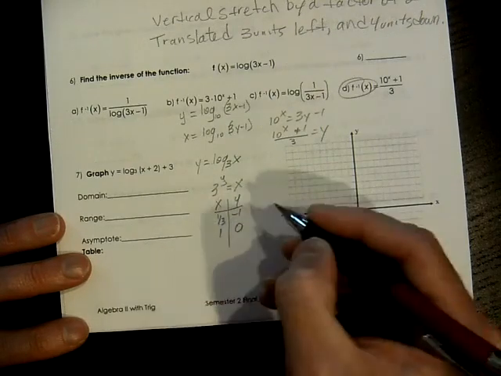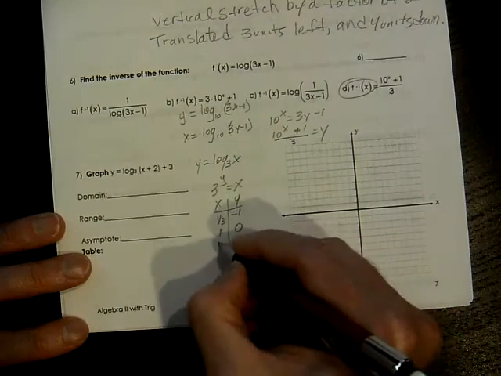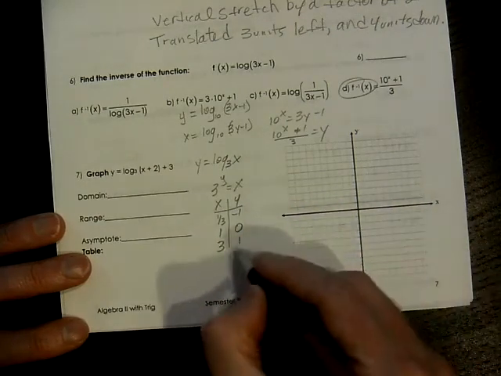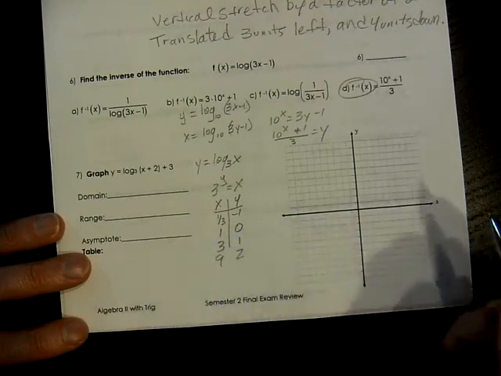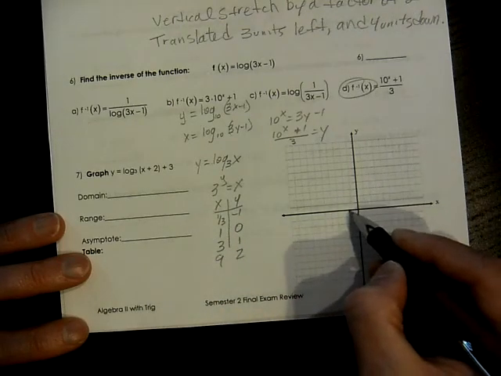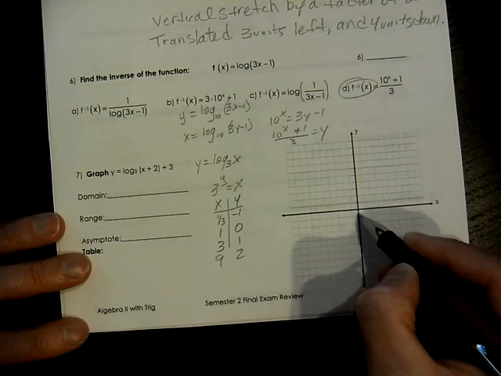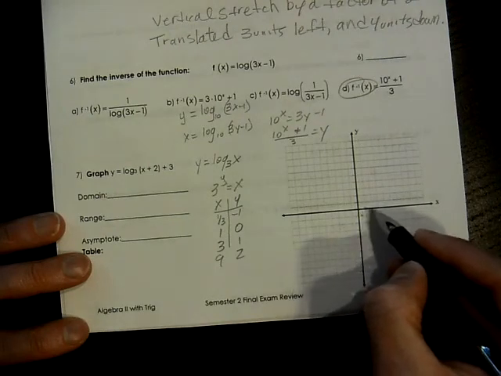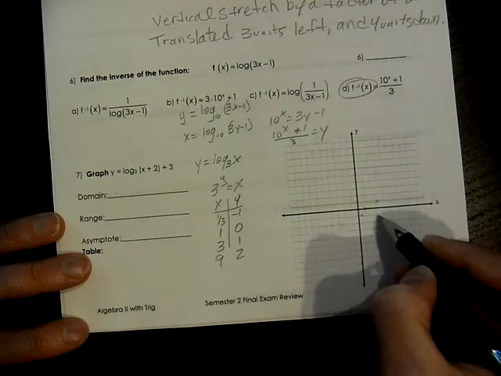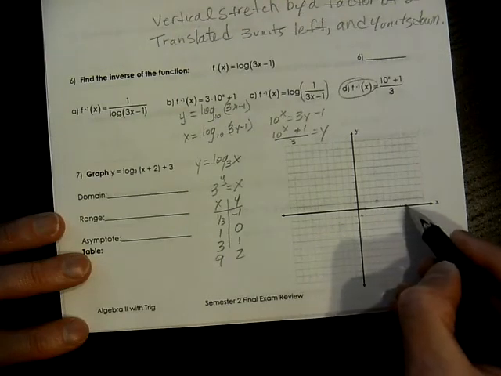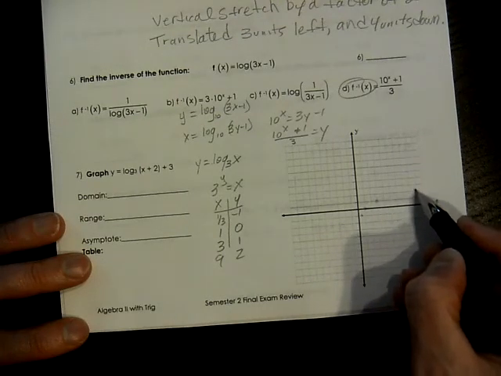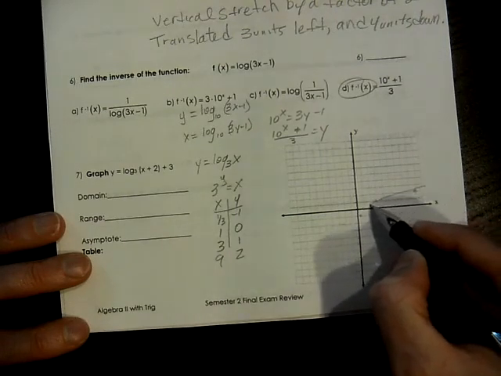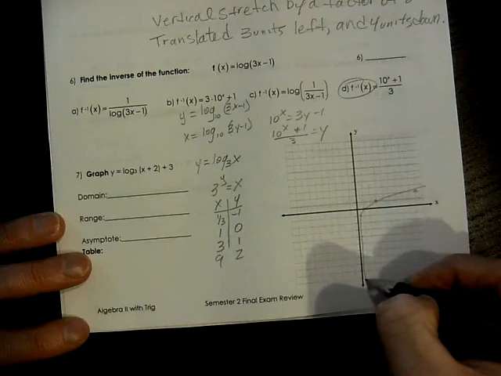When y is 0, we get 1. When y is 1, we get 3. It looks like we might even be able to go to 9. So when y is negative 1, we're at 1/3. When y is 0, x is 1. So there's our logarithm.